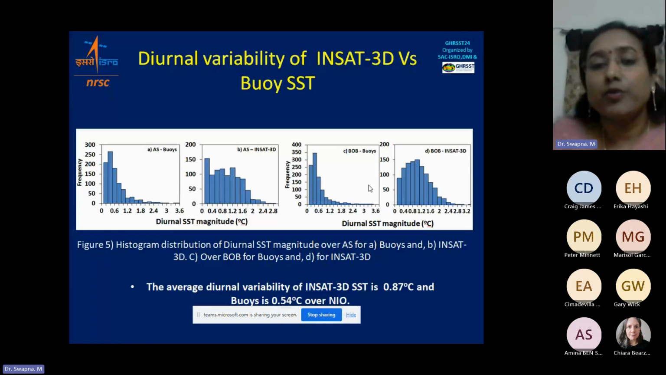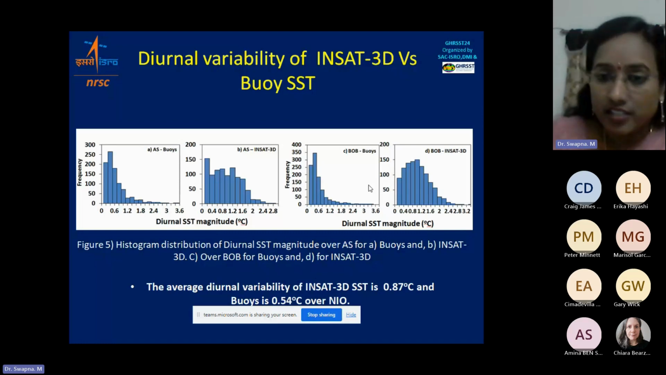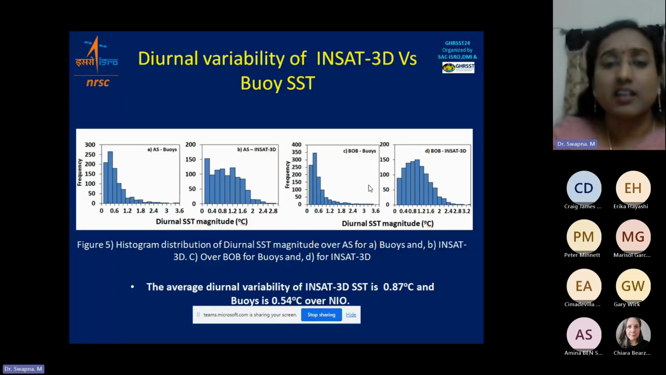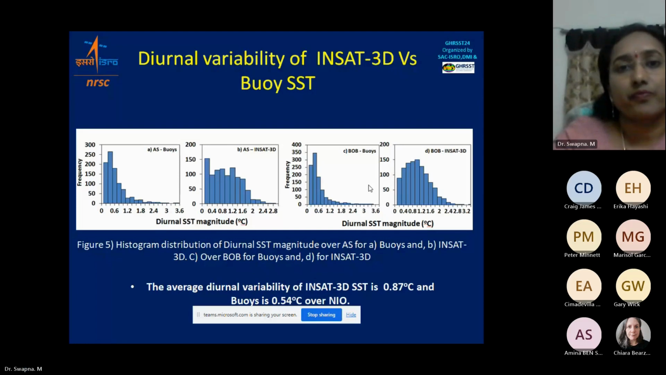As I told, the buoys are at a depth of 1 meter, whereas the INSAT-3D measures the skin temperature. So it has a large variation due to cool skin effects and warm layer effects in the skin layer. That resulted in this diurnal SST variability magnitude also.